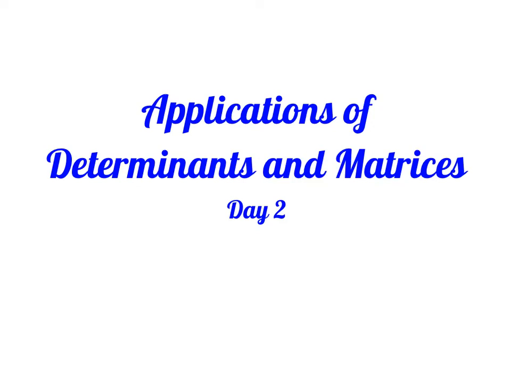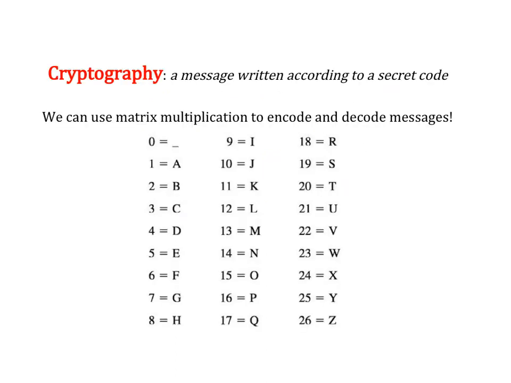Hi everybody, today we are going to be talking about more applications of determinants and matrices, specifically in the form of cryptography. So cryptography is just the process of encoding a message, so it's a secret code, and we can use matrix multiplication to encode and decode these messages.